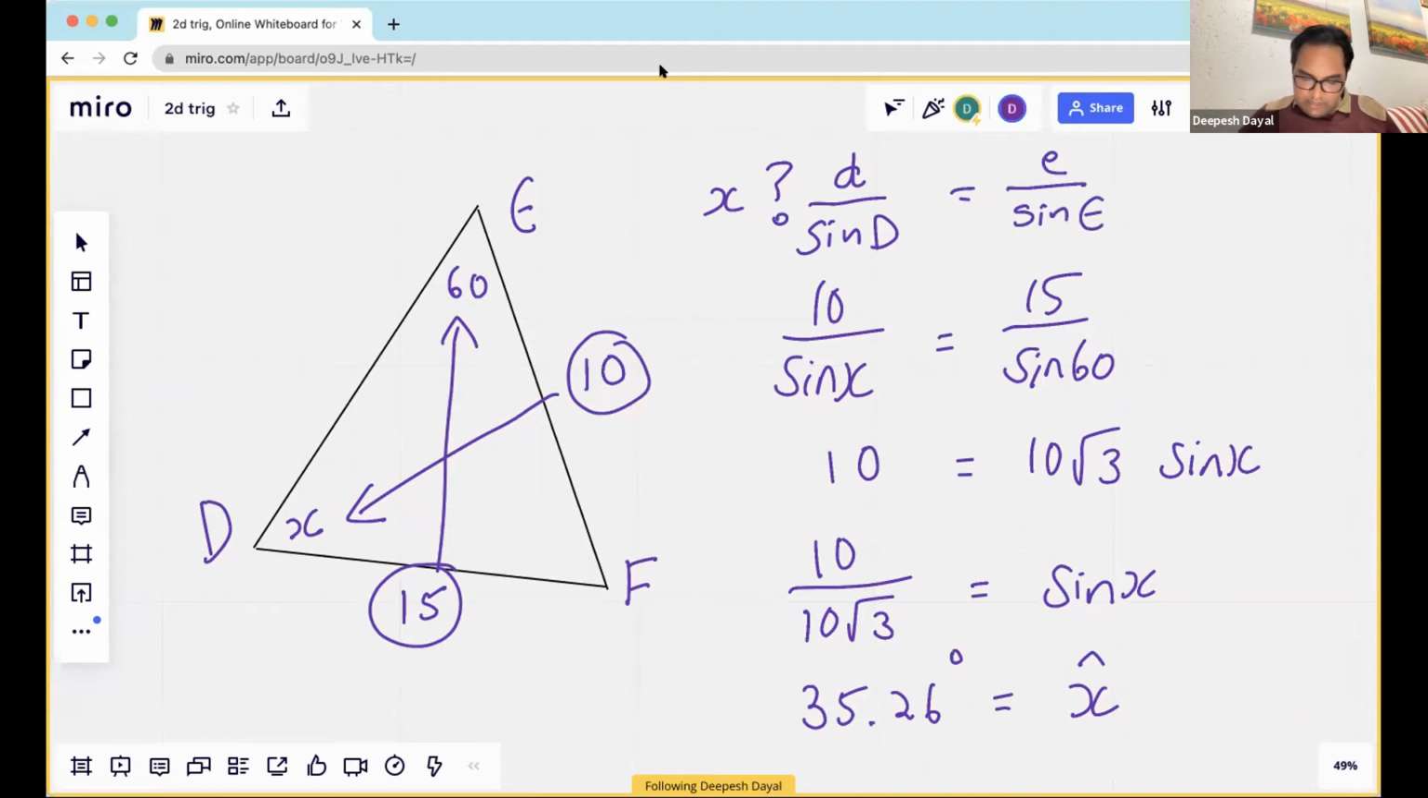So that's why we get that, right? So d over sine d, e over sine e. And here's d. D is 10 over sine d, which is what we're looking for. E is 15 over sine e. That's why we choose that ratio. And then we go and solve.